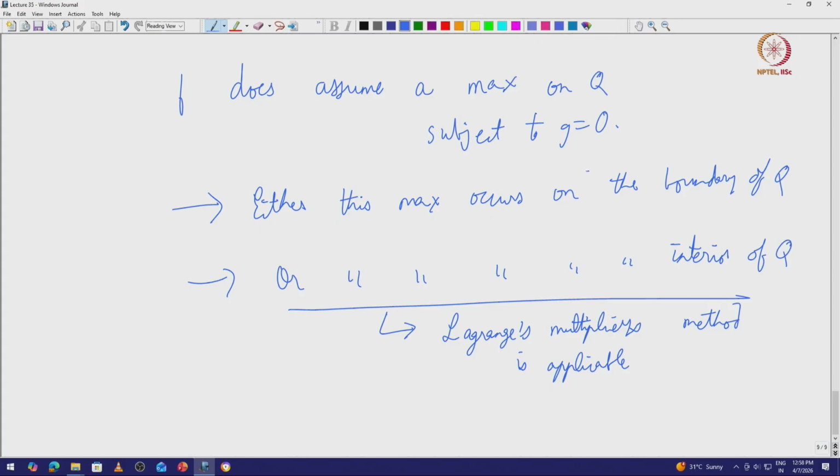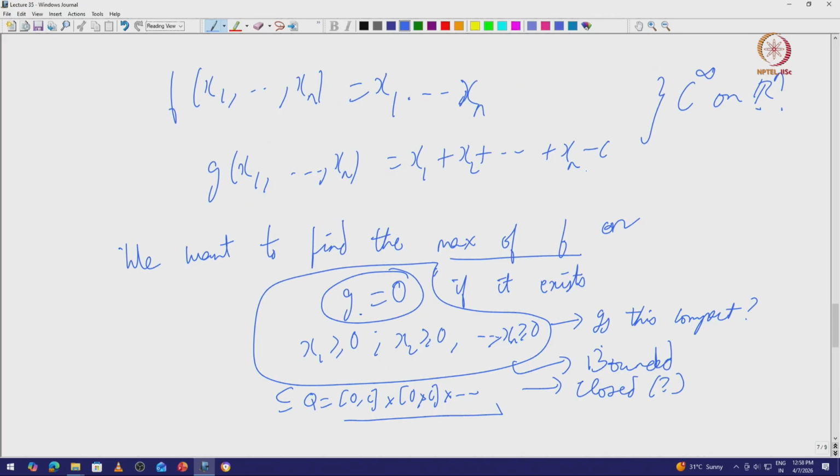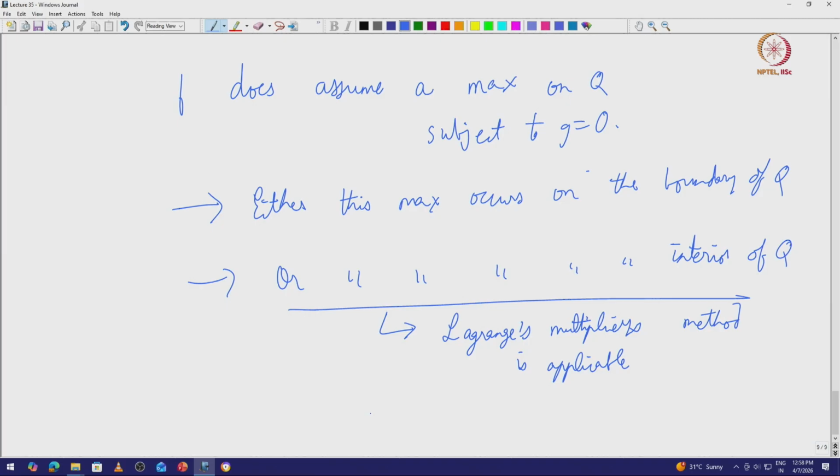In this situation, it's not applicable, but what is the boundary of Q, right? What is the boundary of Q? It's a place where at least one of the coordinates is either 0 or C. Here, some xi is either 0 or it is C. But if that is the case, since the constraint is g equals 0, which is x1 plus x2 plus so on until xn equals C, right?